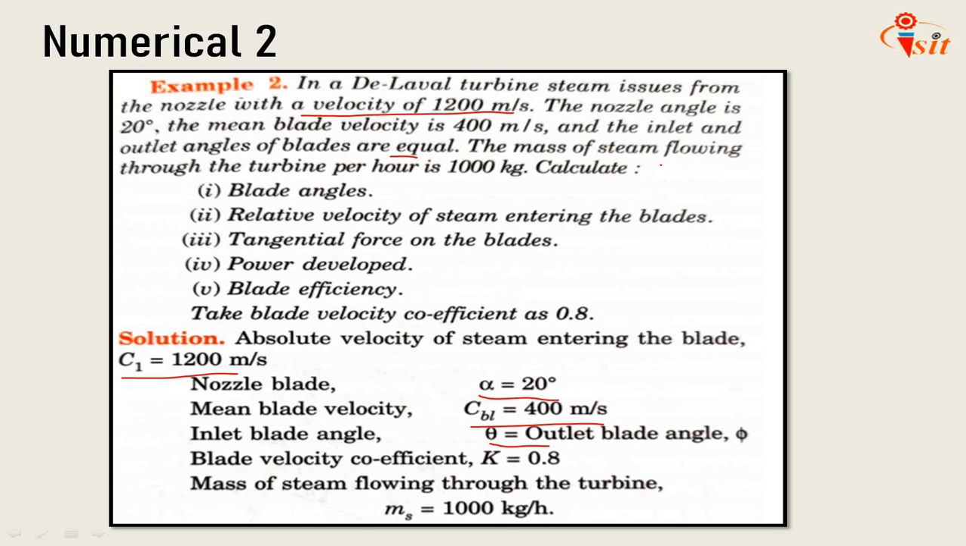The mass of steam flowing through the turbine per hour is 100,000 kg, so ms is 100,000 kg per hour. Calculate the blade angles, relative velocity of steam entering the blades, tangential force on the blades, power developed, and blade efficiency. Also the blade velocity coefficient is given as 0.8, so K is 0.8.